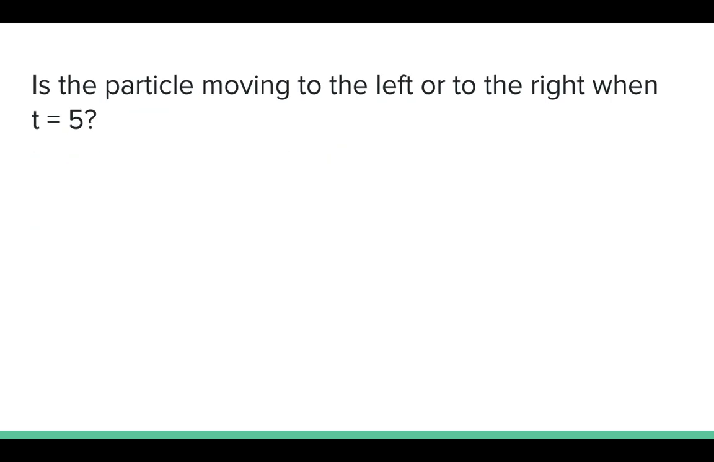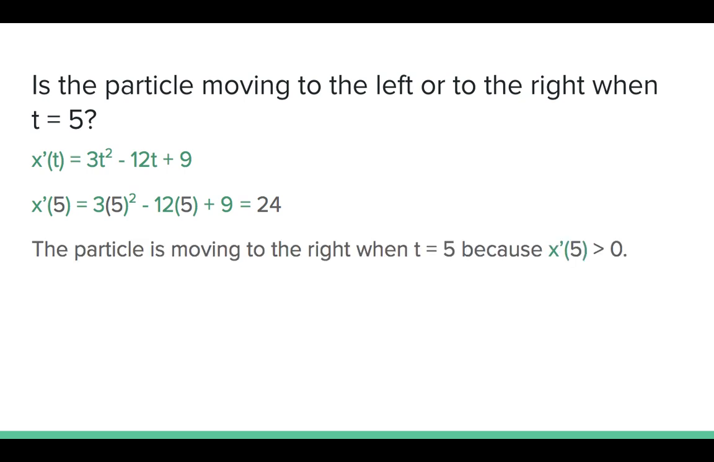Next, we are asked to determine if the particle is moving to the left or to the right when t equals 5. Because we are dealing with the left or right, we are going to use x prime of t, which equals 3t squared minus 12t plus 9. When 5 is plugged in for t, we are left with x prime of 5 equals 24. Because 24 is greater than 0, the particle is moving to the right at t equals 5.